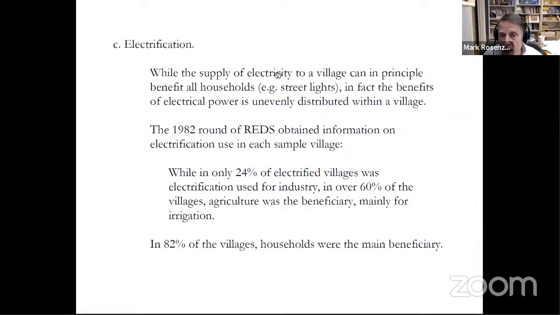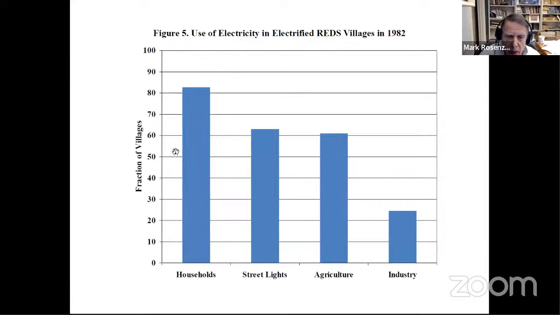So in principle, the supply of electricity to a village can benefit everybody, like streetlights or being able to plug in a television set. But in the 82 round, there was information provided at the village level on the use of electrification. Okay, and this is what it shows: the fraction of villages for which electrification was predominantly benefiting households was 80%. That's not a surprise. Okay, so this is villages that were electrified.